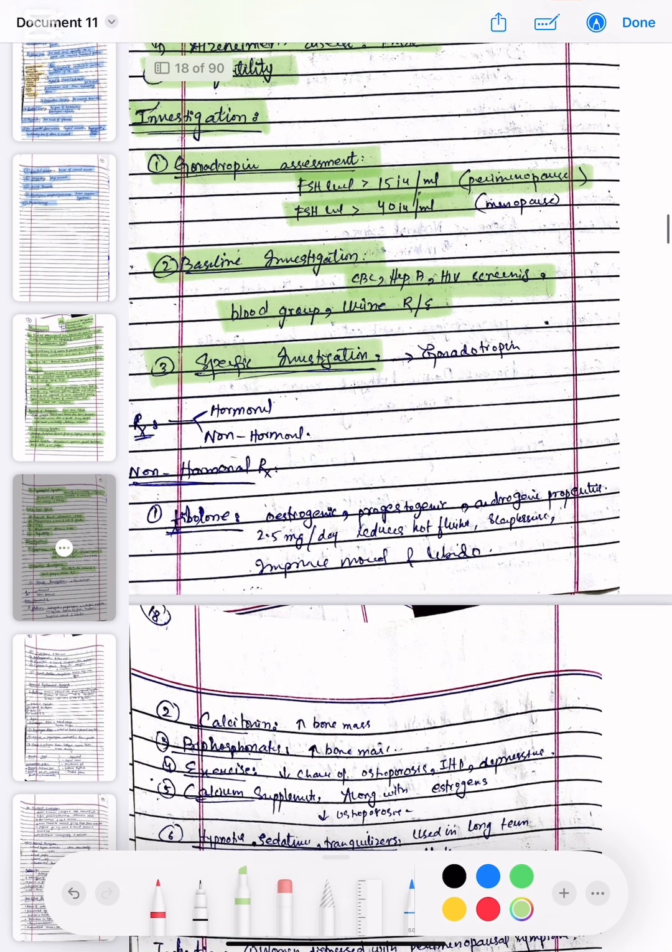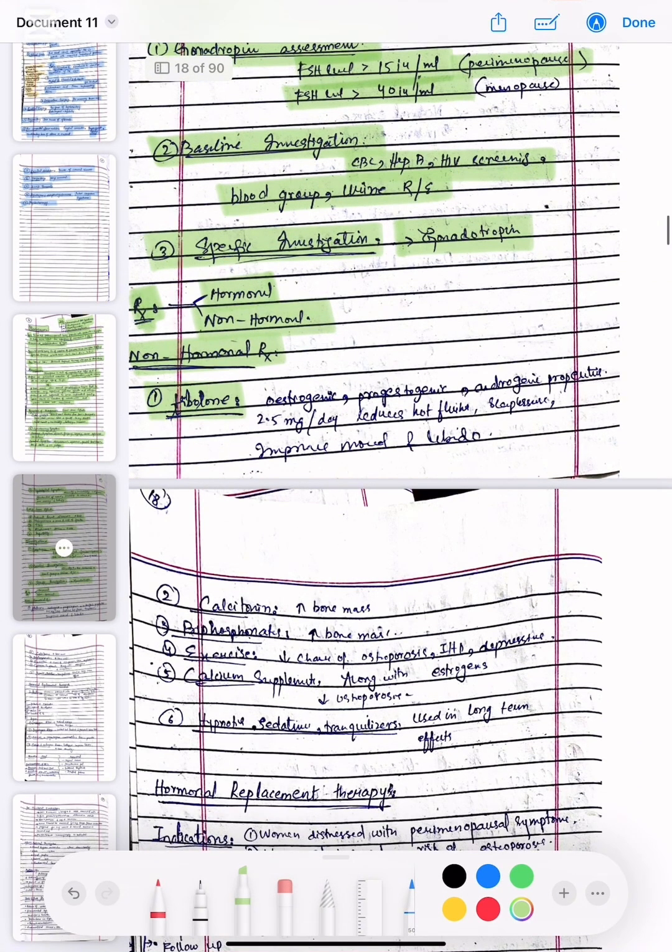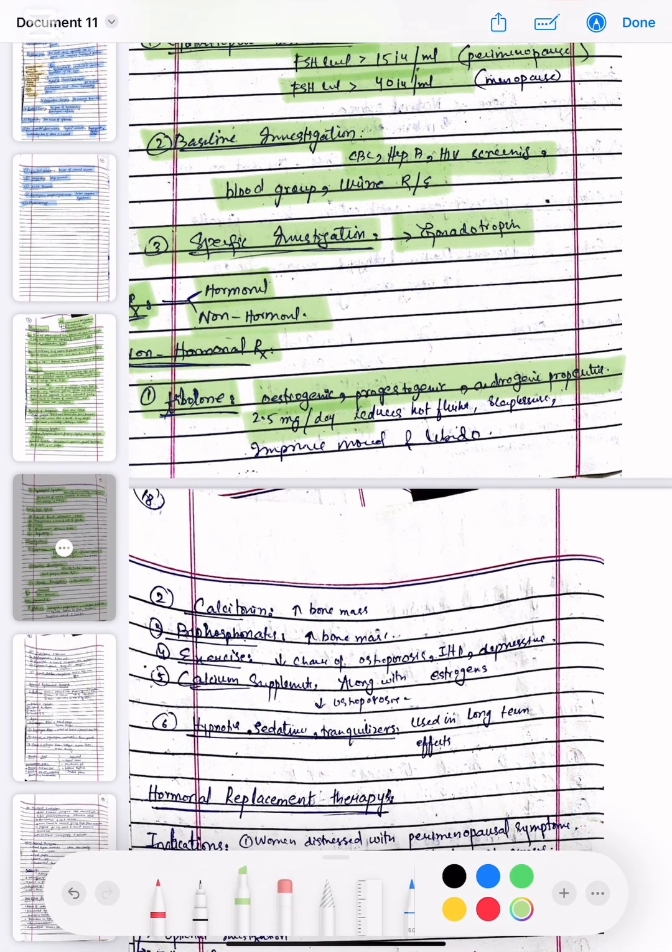Then we will do the specific investigations, which are increased gonadotropin. The treatment options are hormonal and non-hormonal. The non-hormonal treatments include tibolone, which has estrogenic, progestogenic, and androgenic properties. 2.5 milligram per day reduces hot flashes and improves libido.